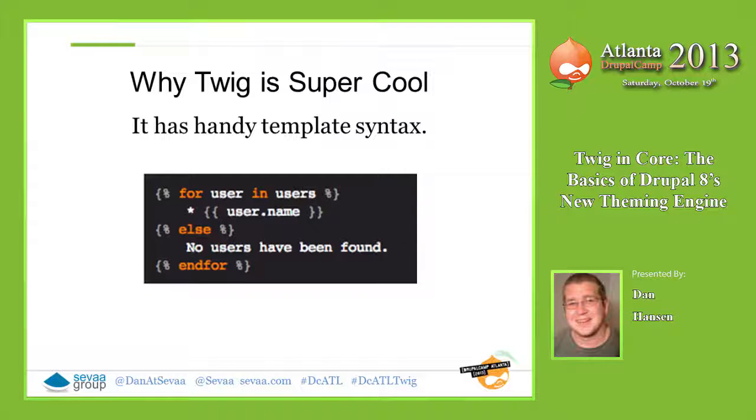Continuing along that line, it's also got some handy syntax for using templates. For example, if you're iterating over an array, like you've got a bunch of users within your user group, you can print all those users out. But say you don't have any users in that group, then you automatically have this sort of else statement that you can use very clearly to say that no users are found.